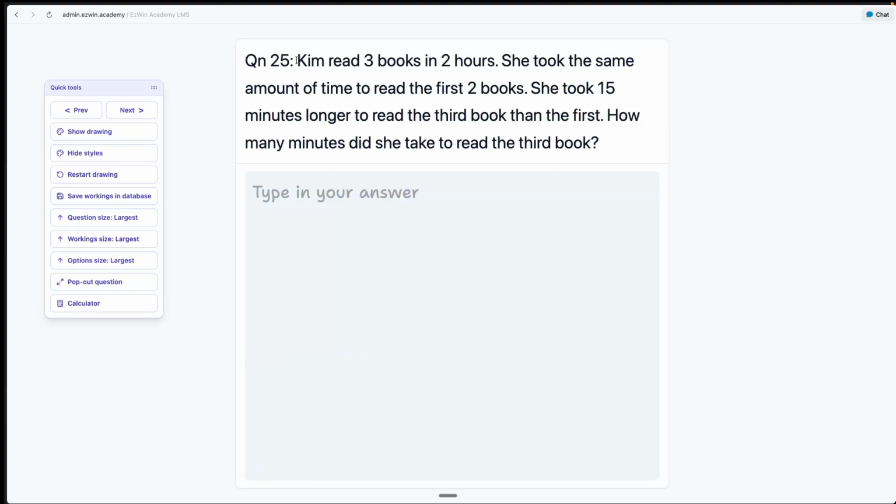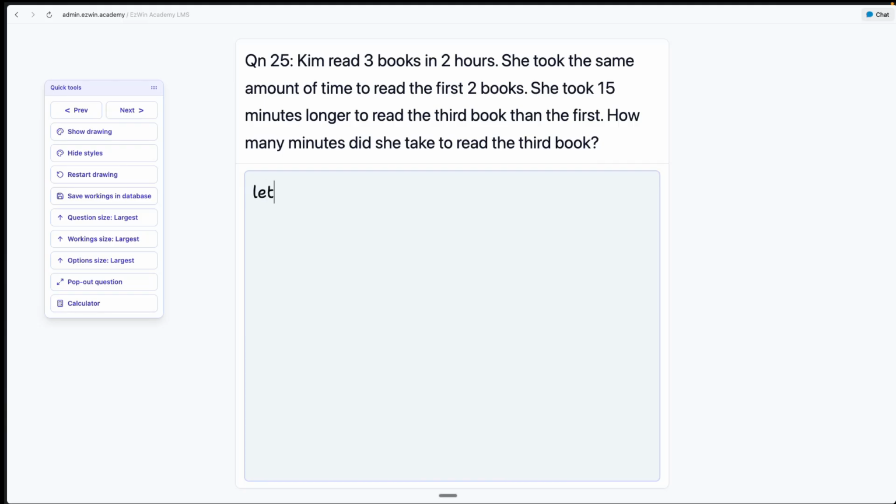Question 25. Kim read 3 books in 2 hours. She took the same amount of time to read the first two books. She took 15 minutes longer to read the third book than the first. How many minutes did she take to read the book?